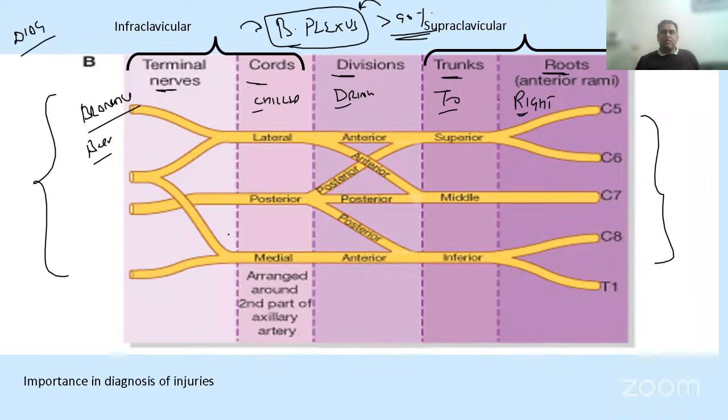So this sort of diagram, you have to make it and practice it. From C5 to T1, you make the roots. Then you make 3 trunks, then out of 3 trunks, 6 divisions. Then 3 cords, and then you have to name some of the important branches. That is mandatory.